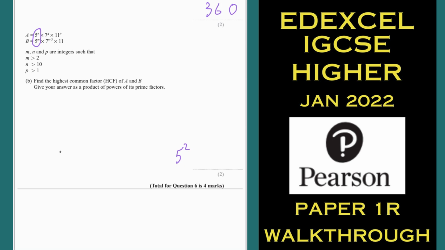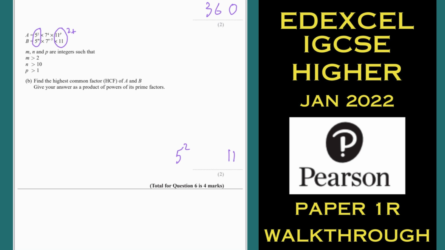So now when you look at, I'll do P next. So now when you look at P has to be greater than 1. So P is going to be 2 or above. But it doesn't matter, because highest common factor, it needs to be in common. So 11 for A could be any power you want. It doesn't matter. You pick the lowest. Like so. You obviously don't need the 1.